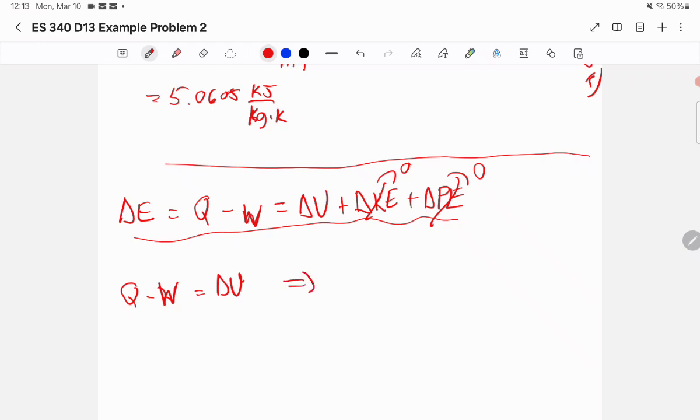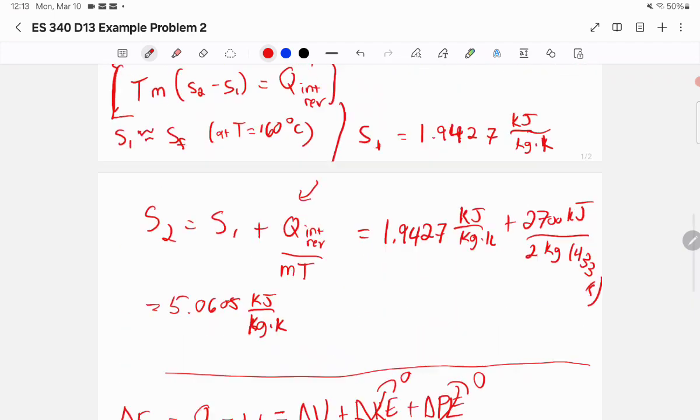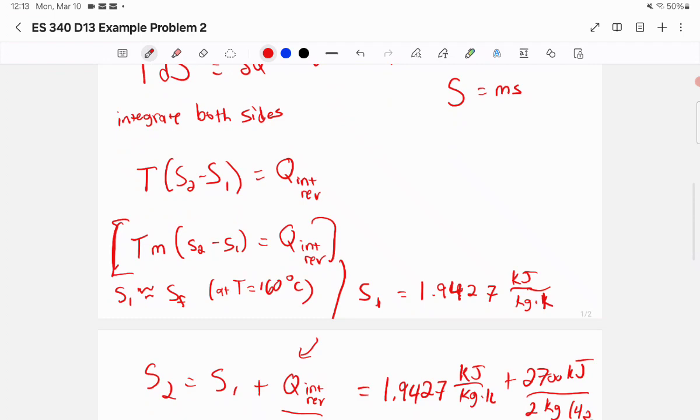So this is just going to mean that W, if I move W over, is going to be equal to Q minus delta U. Or let's write it out more explicitly, capital U2 minus capital U1. Okay?